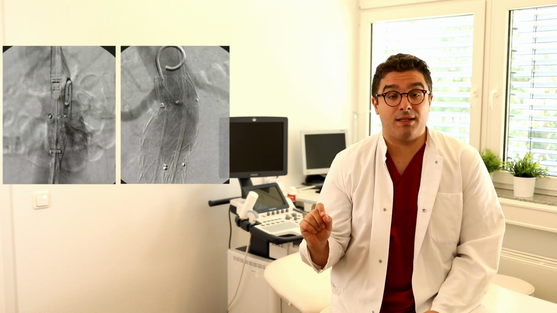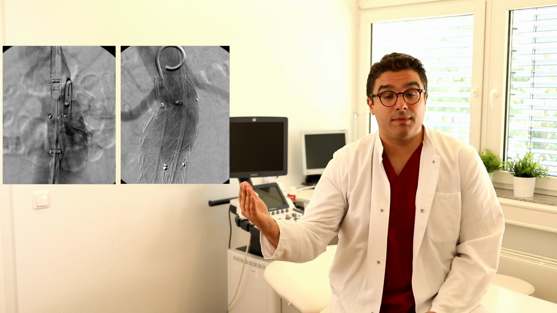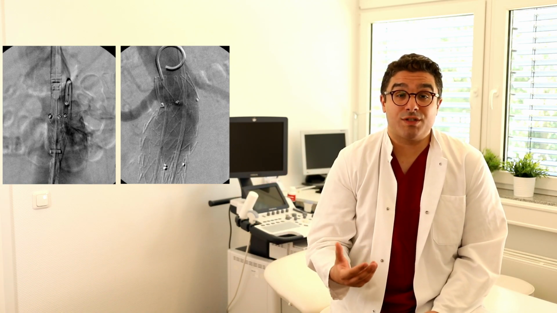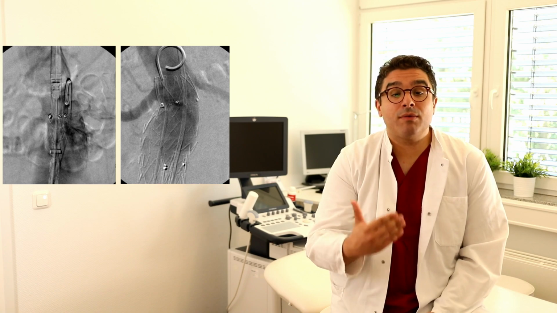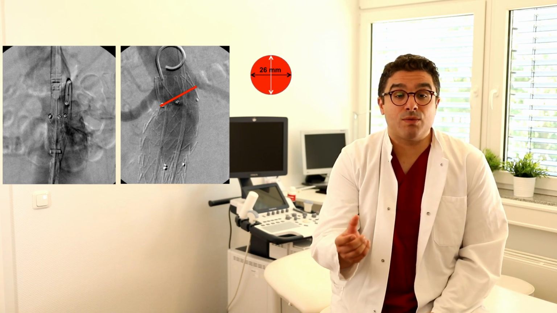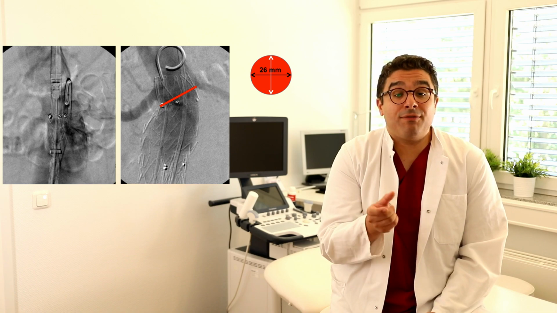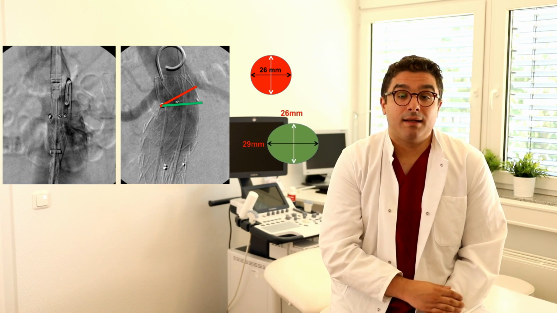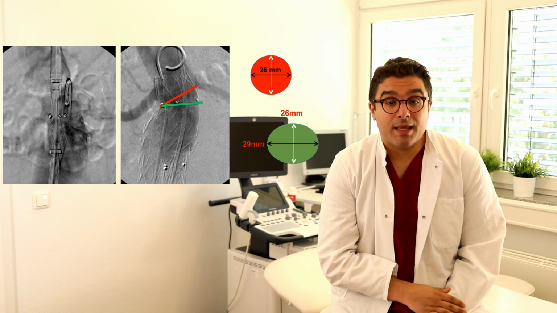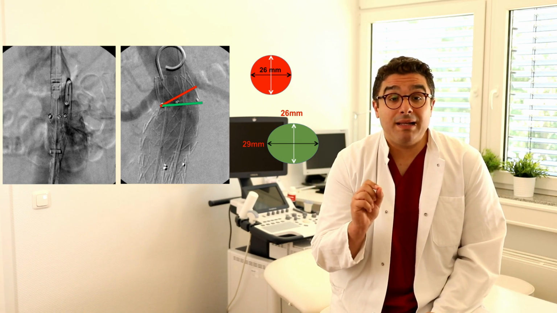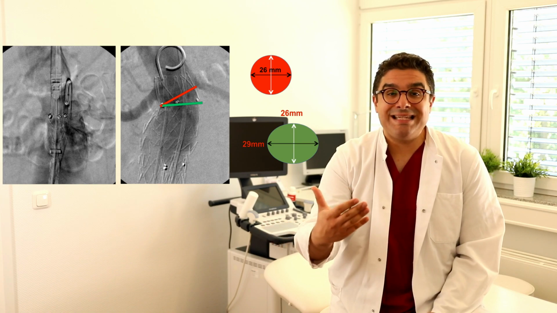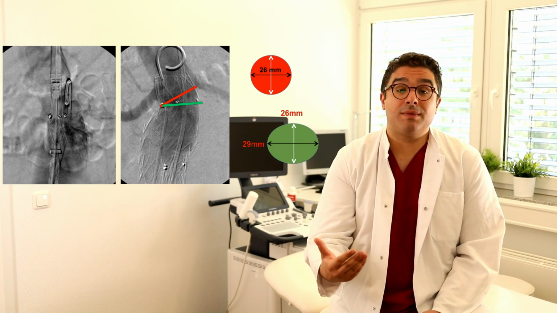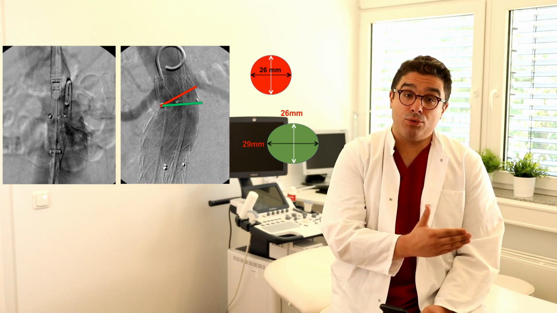Now, if you see the position of the Lunderquist wire intraoperatively, it is near to the left side of the wall. And despite the fact that the prosthesis was implanted exactly below the renal artery, the final landing zone does not reflect the diameter of the red line, which was indicated by the software, but it reflects the diameter of the green line. This is the real landing zone. However, there is a difference of 3 mm between the two different lines, from 26 to 29 mm. This changes automatically the proximal diameter of the device that you need from 32 to 36 mm.